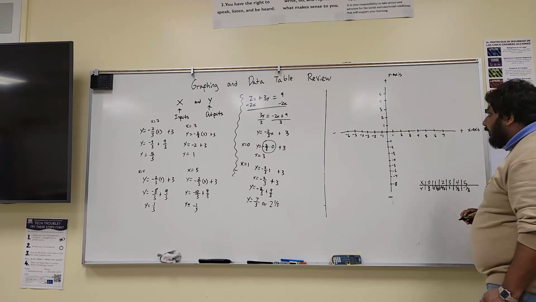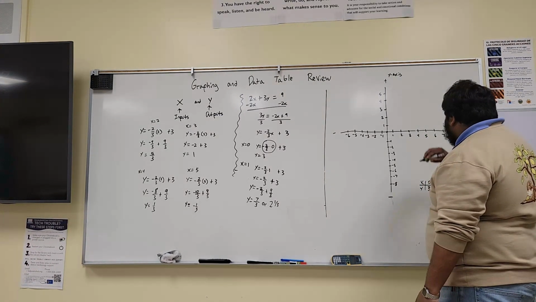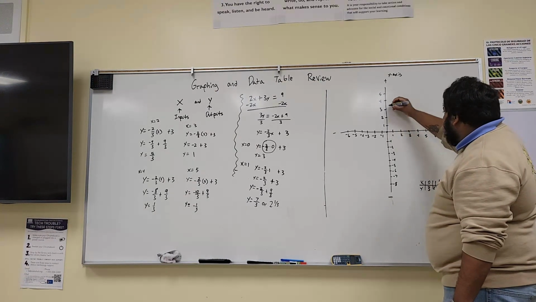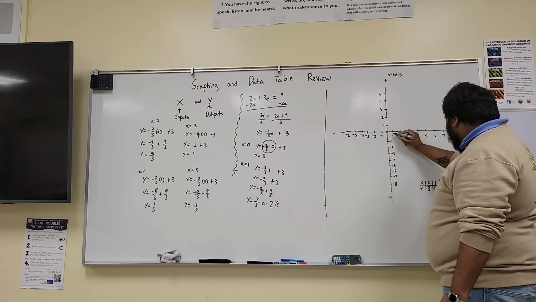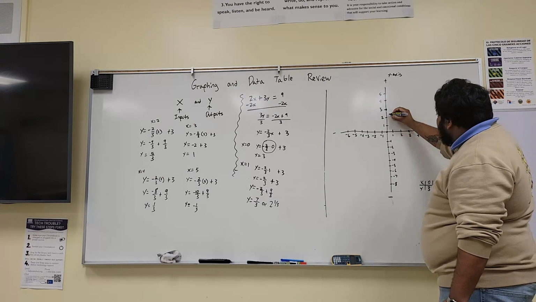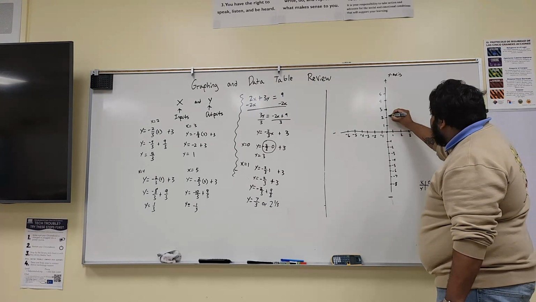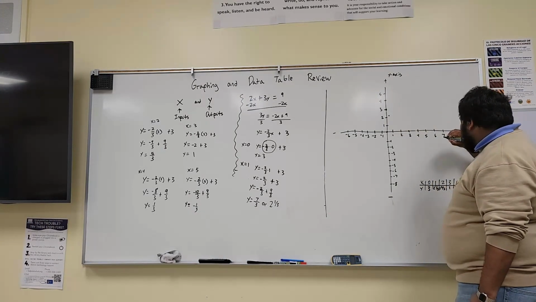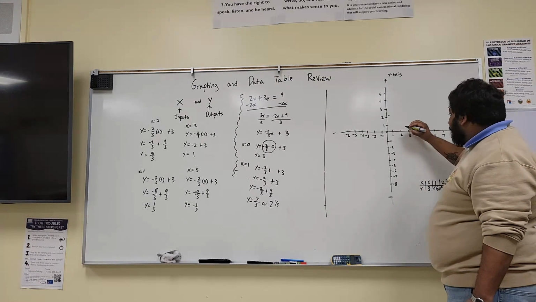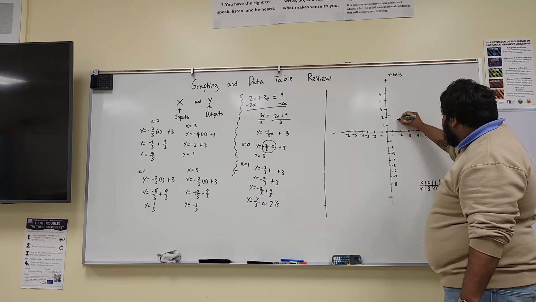So we're doing the same thing. We can plot some points. So when x is 0, y is going to be 3. When x is 1, y is going to be 2 1/3, sorry. It's going to be right over there. When x is equal to 2, y is going to be 1 2/3. A little higher.